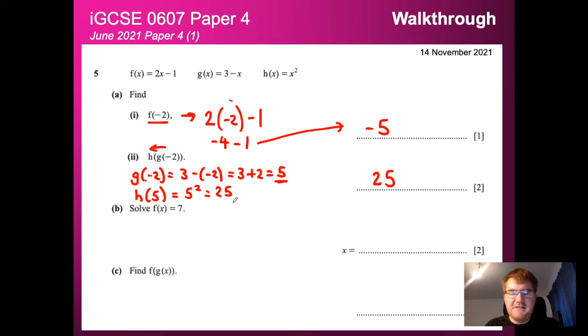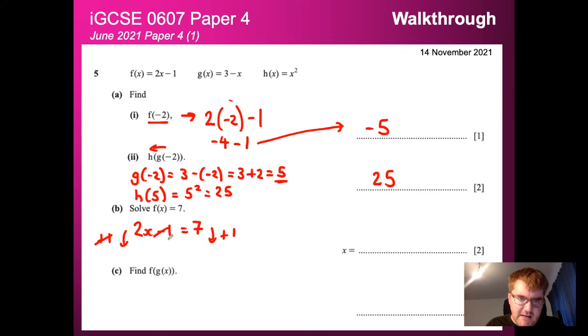The next one is a typical follow-up question to this, where you need to take the whole function and make it equal to something. So notice our function here is 2x minus 1. So we're going to write in 2x minus 1, where f of x is equal to 7. And from here, this is straightforward solving equations. So we want to get the x on its own. What's the opposite of minus 1? Well, we're going to add 1 on both sides.